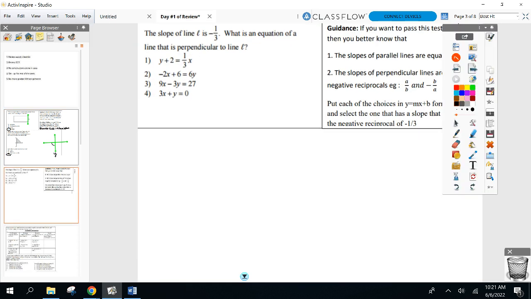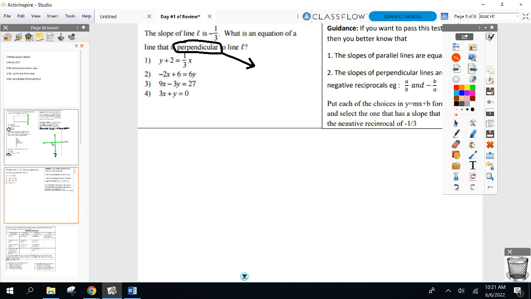Always parallel and perpendicular line questions and slopes. Always. Slope of a line is -1/3. What's the equation of a line that is perpendicular? Right. 2 lines are perpendicular.